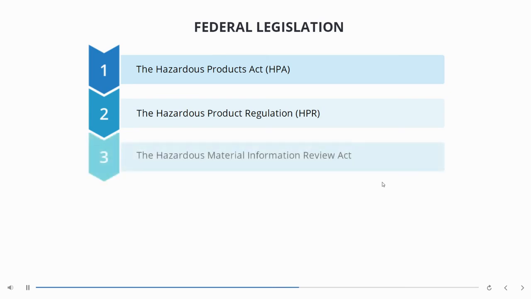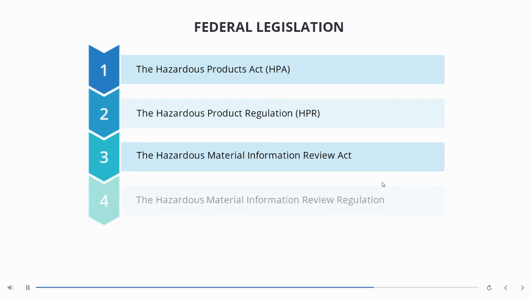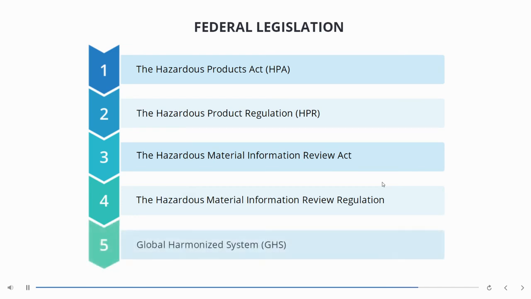The Hazardous Material Information Review Act and Regulation establishes a federal review commission that will rule on claims for exemptions from disclosing confidential business information. The regulation sets out the criteria the commission will use when assessing the validity of claims for exemption. The Global Harmonized System, GHS, federal and provincial legislation has been amended to include the Global Harmonized System.